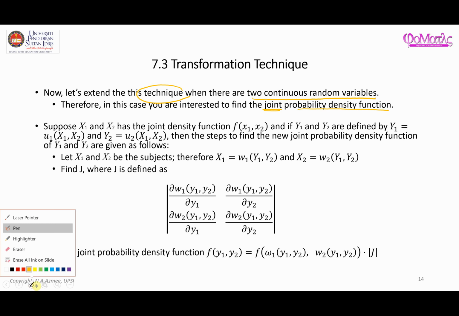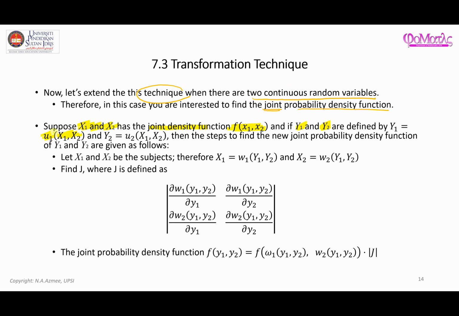Okay, here we have the two random variables x1 and x2. This is the information that we have. We have x1 and x2 as the original random variables, and together they have the joint density function, described by f_X1X2. Then imagine that we have another two random variables, y1 and y2, and y1 here is equal to a function that has x1 and x2 together.